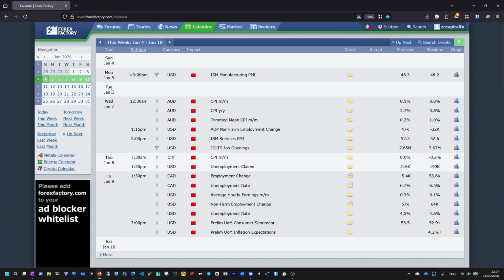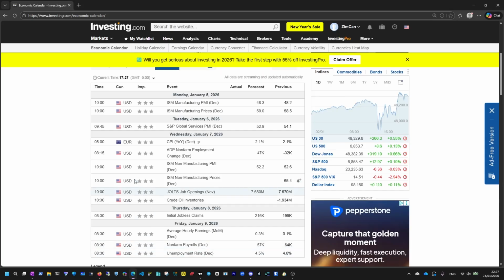Now, a discrepancy is that on Tuesday, there's no high impact news on this particular site. But if we go to investing.com for this week, on Tuesday, we've got some PMI information, which is high impact for the US dollar. So just be aware of that. Hence why I use two different sources, investing.com and Forex Factory.